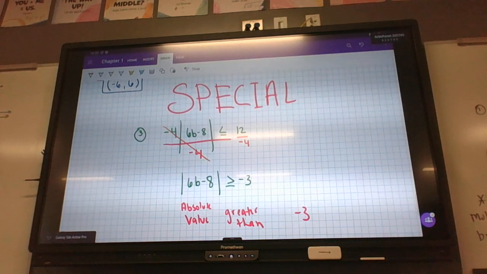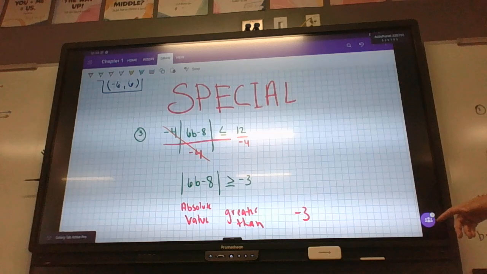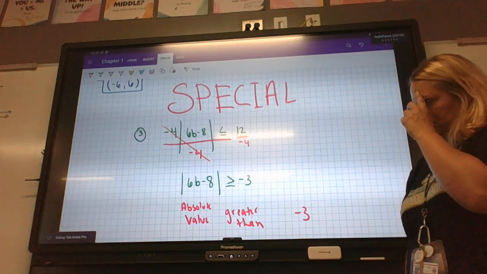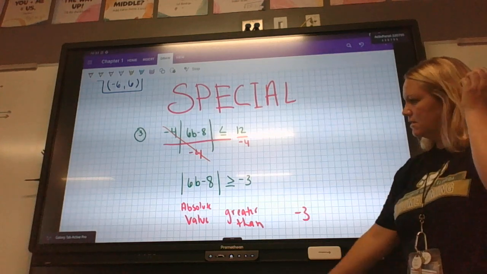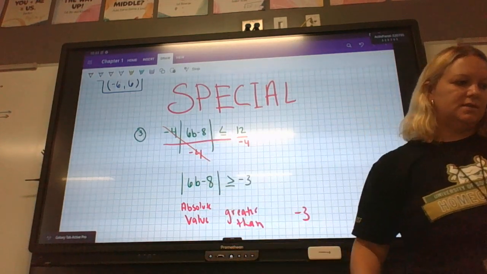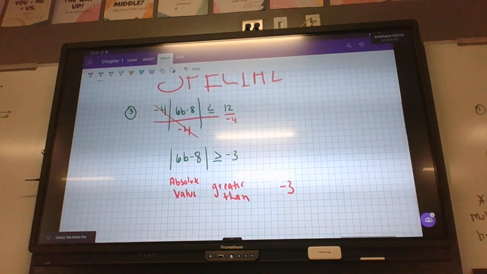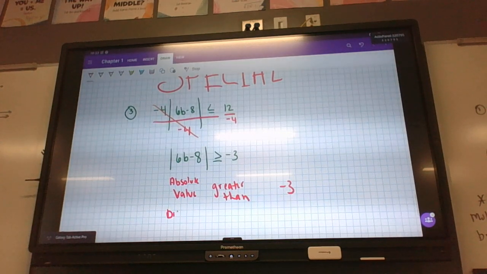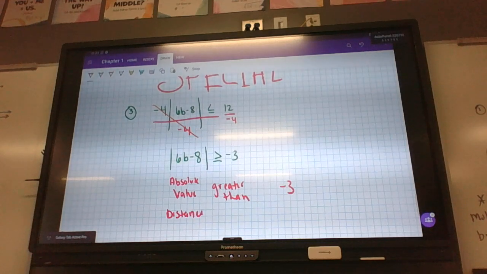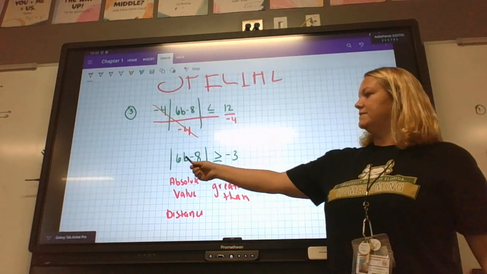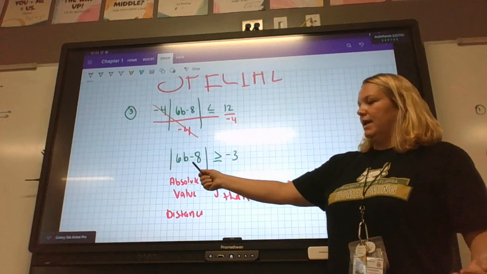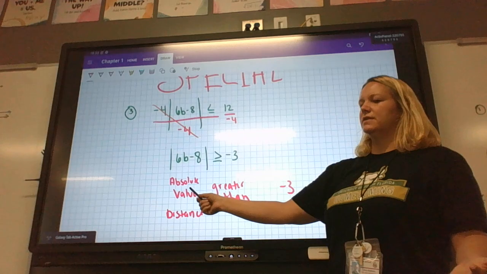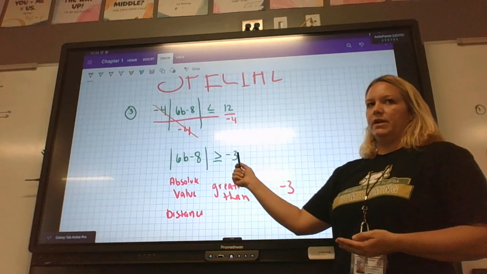Let's put an 8 in there. That 8 did not change. This says that absolute value, which means distance, right? It says that the distance is greater than -3. So I have to think about, even if I put, let's say I put a 1 in here, I have 6 minus 8, I get -2. What's the absolute value of -2? +2. +2 is greater than -3.